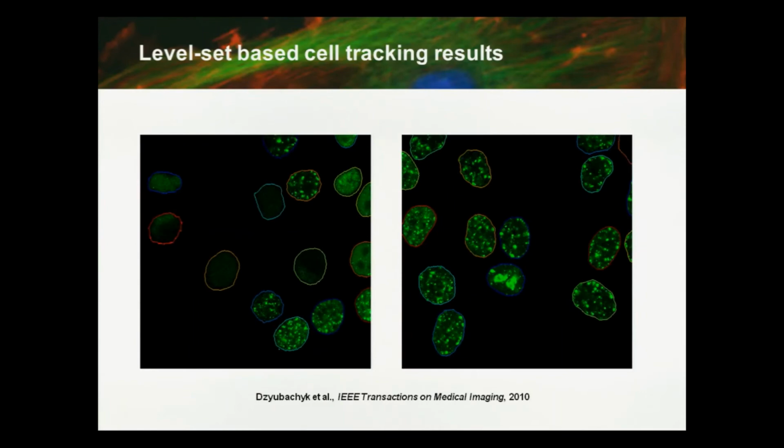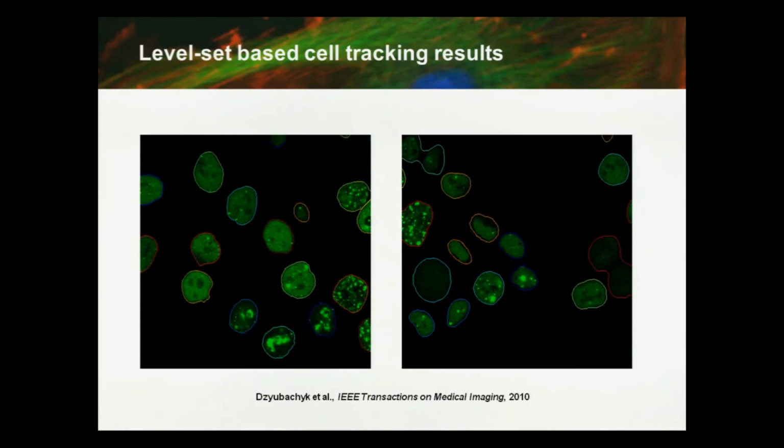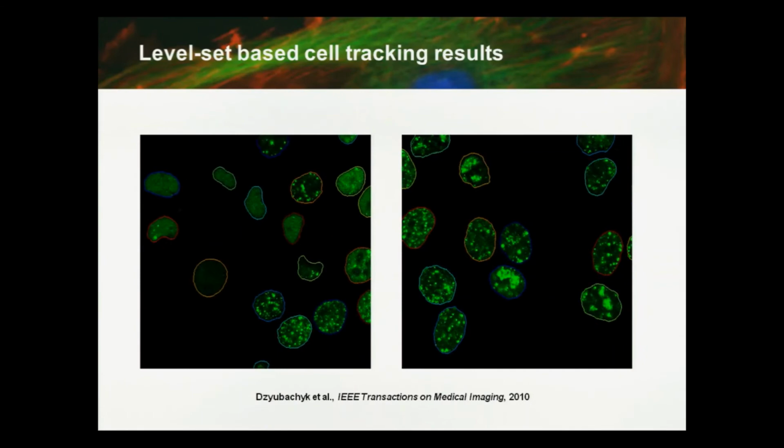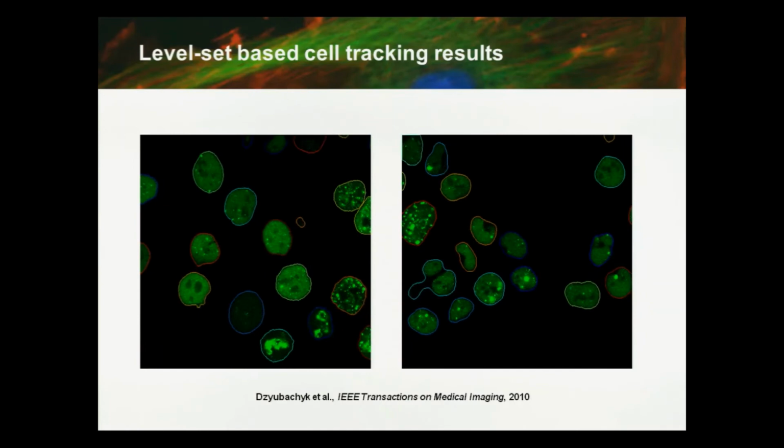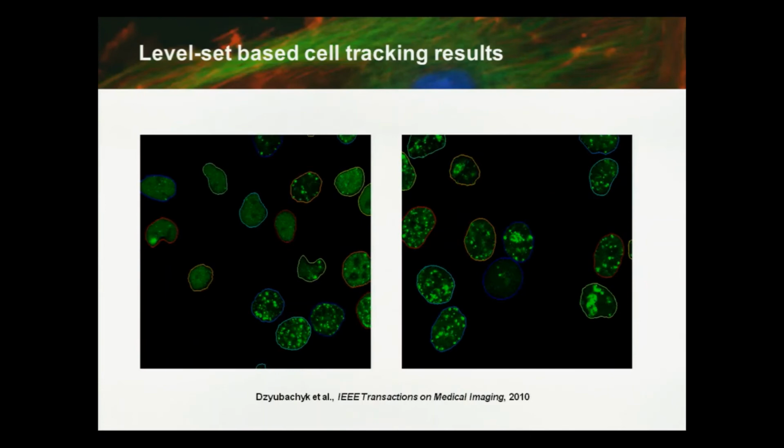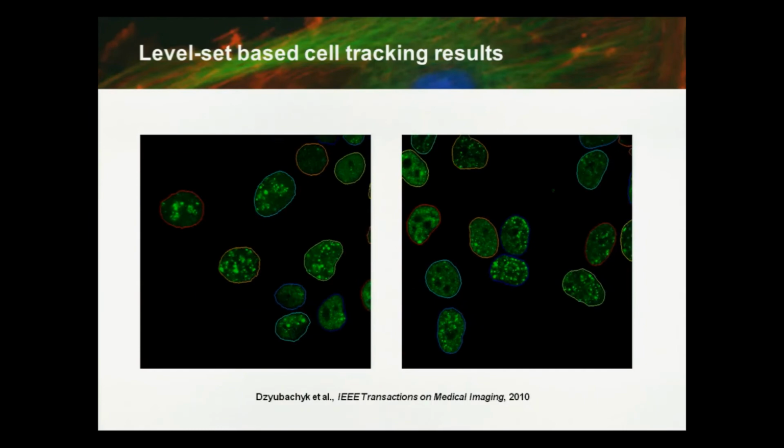I hope you can see it in the back as well. The colored contours is what the algorithm found automatically. These are just two examples, similar kind of data. Even when the intensity in the cell goes down just before division with this particular type of staining, you're still able to keep track for a couple of frames. Of course, if this would take too long, you would lose it at some point, but it's a very robust technique.